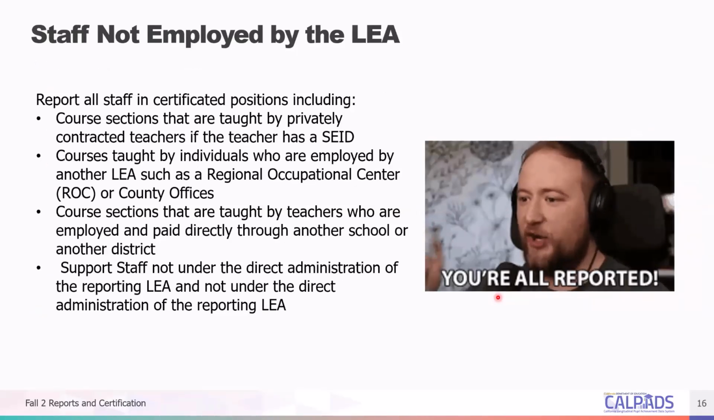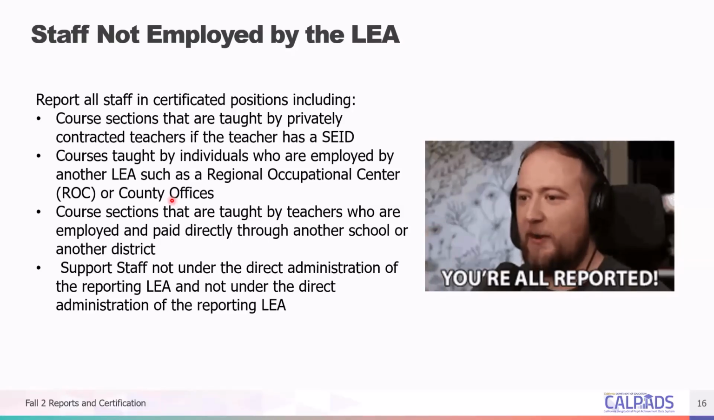All right, so for staff not employed by the LEA, you may report them if they have a SEID or if they are credentialed to teach the classes. You may report staff or teachers that are in course sections that are taught by privately contracted teachers if the teacher has a SEID. So report their staff demographic, staff assignments, and of course the course that they are assigned to. Then, of course, you also have courses taught by individuals who are employed by another LEA, such as the Regional Occupational Center. So, if you are able to gather all of their information, by all means report them to CalPADS.